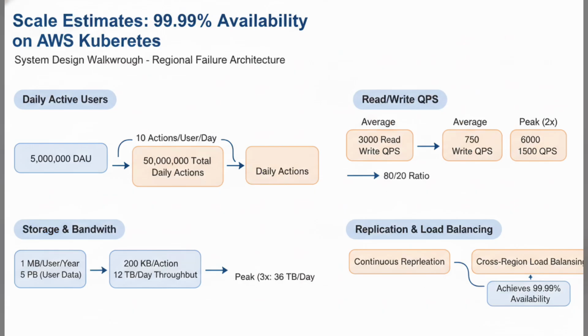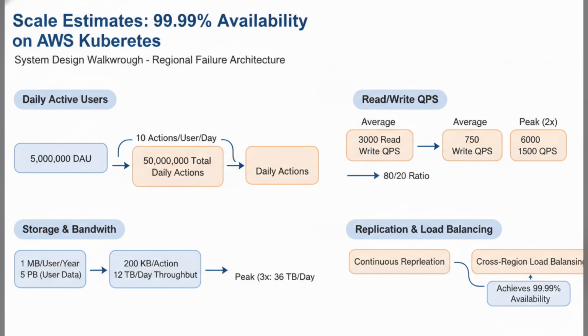Let's dive into the scale estimates for our system designed to achieve 99.99% availability through a regional failure using Kubernetes on AWS. First, let's establish that we are targeting a daily active user count of around 5 million. Given that a typical user might perform 10 actions per day, this results in 50 million total actions daily.